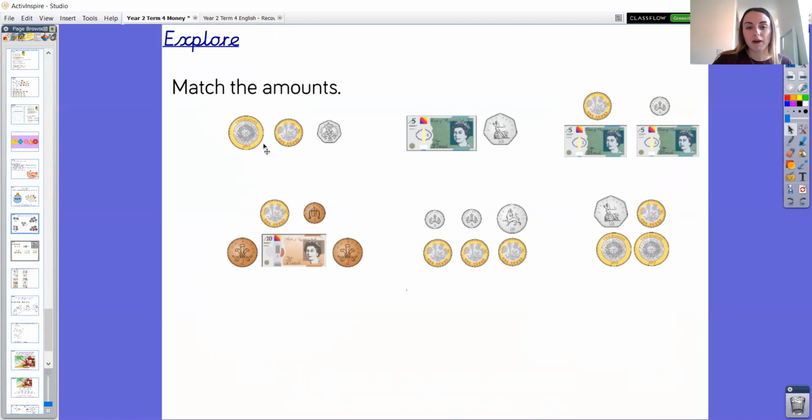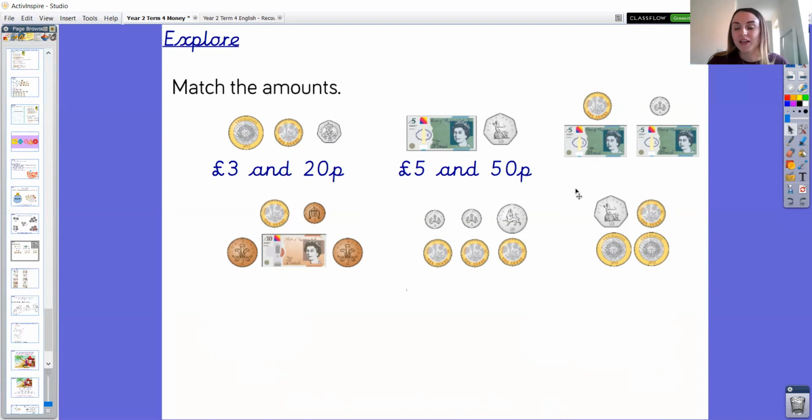So here we have a £2 coin, add a £1 coin, so that's £3 and 20p. Looking at this amount here, we have £5 add 50p, so we have £5 and 50p. Having a look here, again starting with the greatest amount, £5 add £5 equals £10. Add one more pound equals £11. We have a 5p coin here, so we have £11 and 5p.